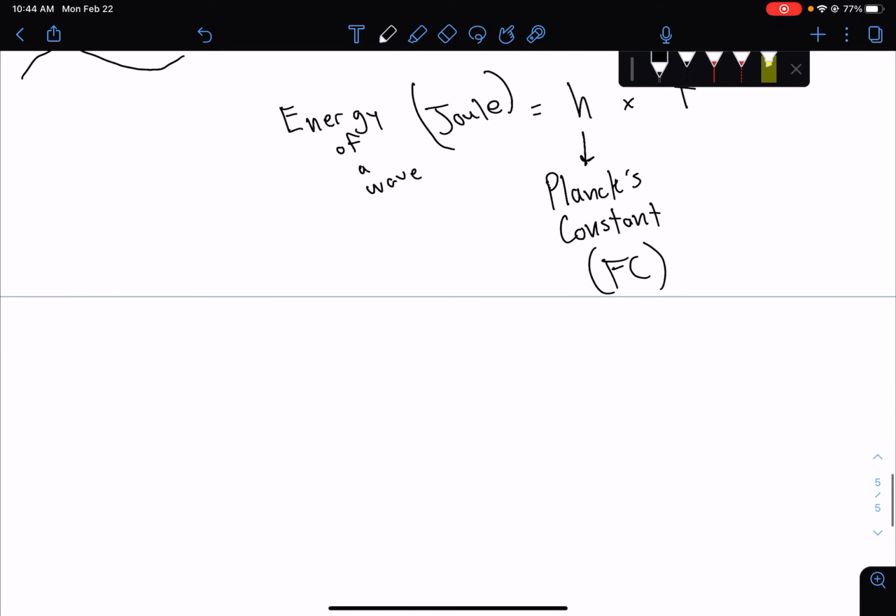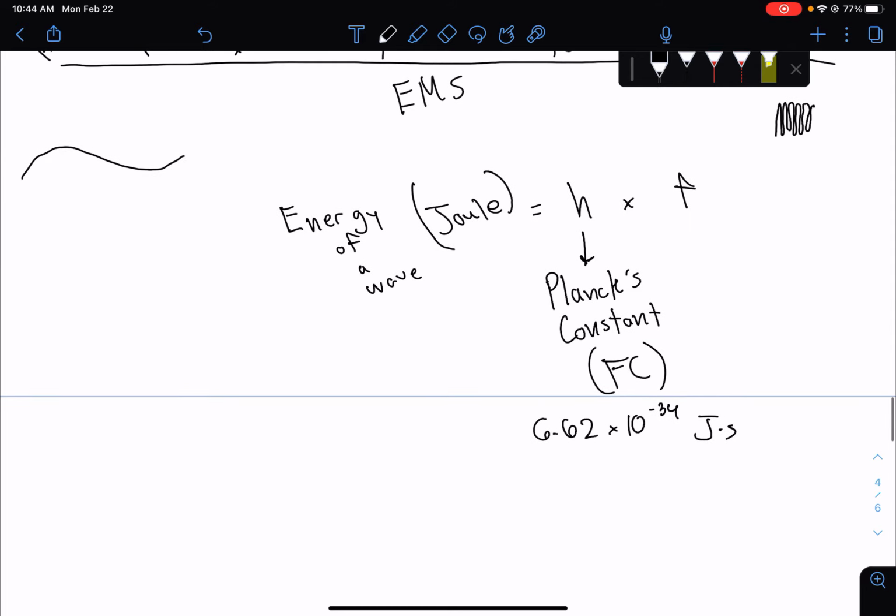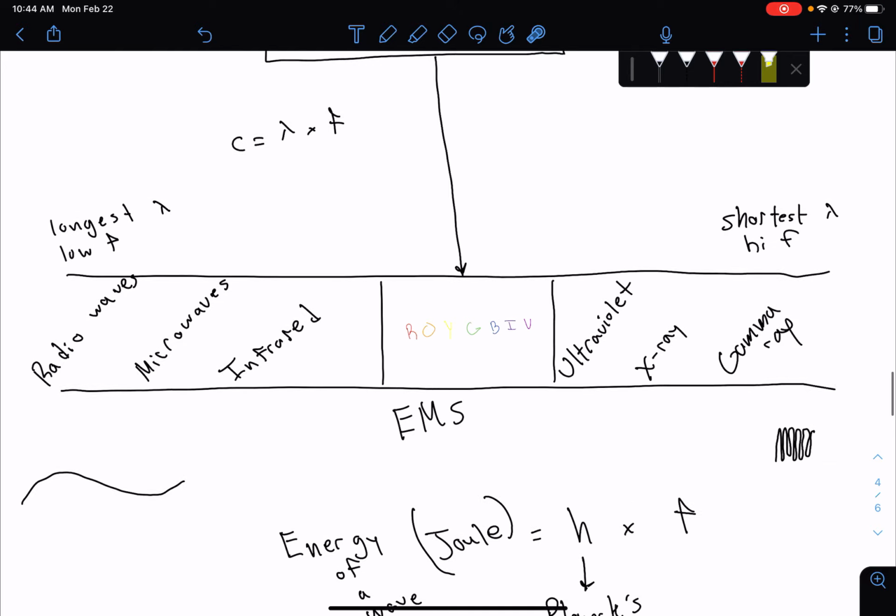But the number, just so you know, is 6.62 times 10 to the negative 34th joule seconds. So that number is constant. And so that means that if we're looking to find the energy of a wave, all we need to know is its frequency.